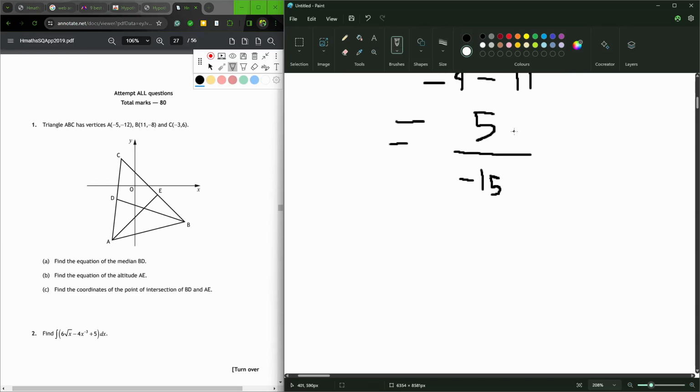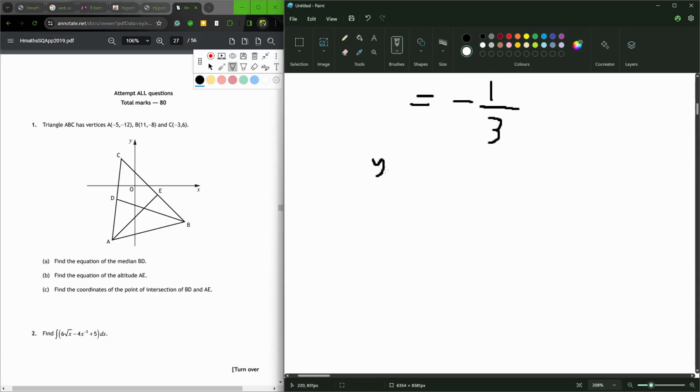Fantastic. And look, what do these numbers have in common? Well, they're both multiples of 5. So we can simplify this. 5 divided by 5 is obviously 1, and 15 divided by 5 is obviously 3. So there we go, there's our gradient of BD.